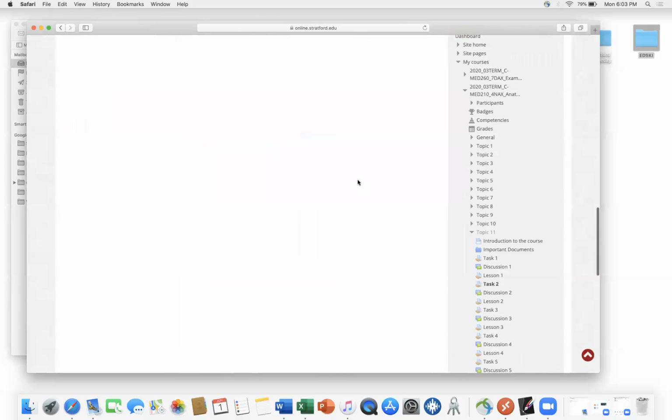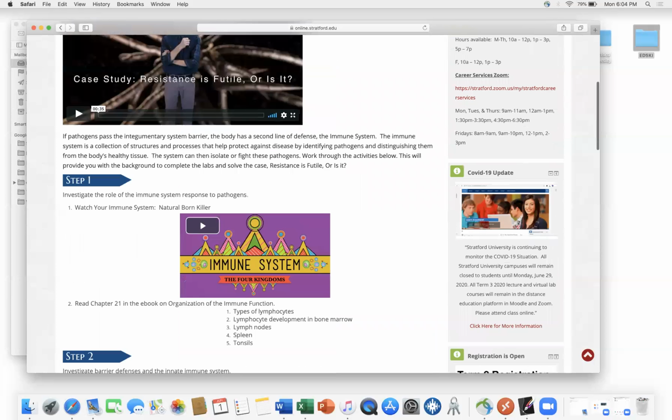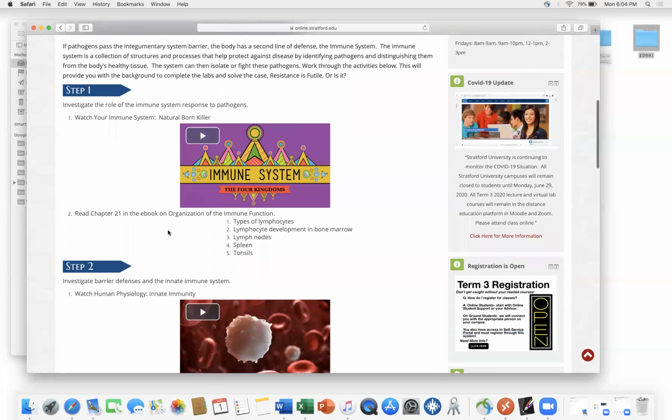Also this week, I believe the task submission is a concept map. If you don't know how to perform a concept map, please give me a call or set up a Zoom session, because there are some people who are coming from other universities that already took Anatomy and Physiology 1 at a different university. But if you took A&P 1 with us or any other class, the concept map is the same. It forces you to group like subjects and like topics together: the structure and function of the immune system, the different types of white blood cells, and of course the organs associated with immunity. And if you look up here, it says to read Chapter 21 in your textbook.